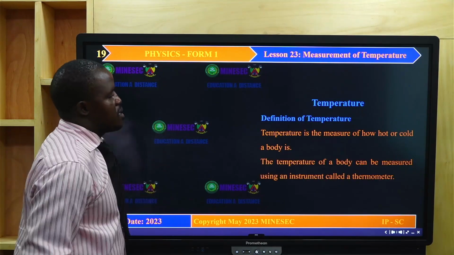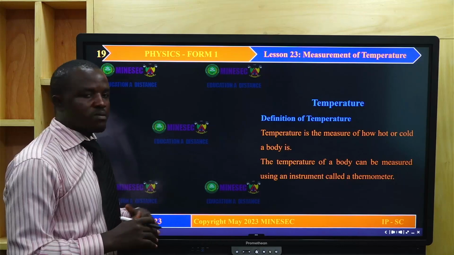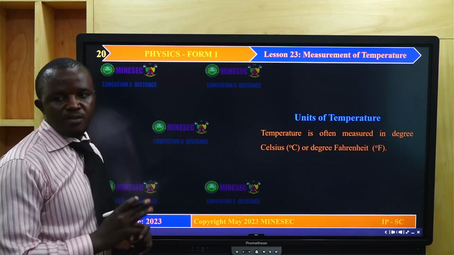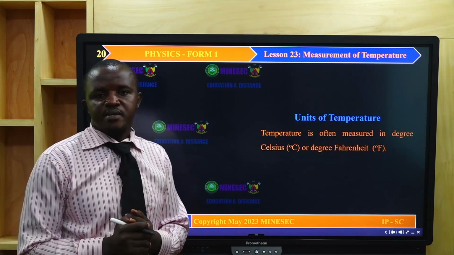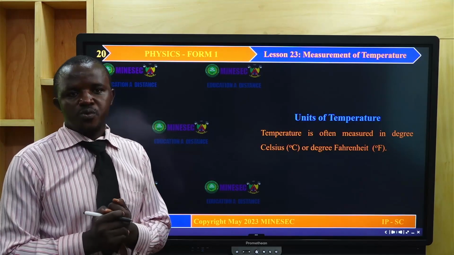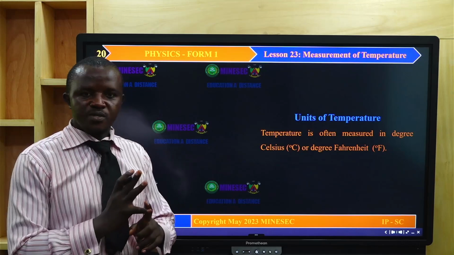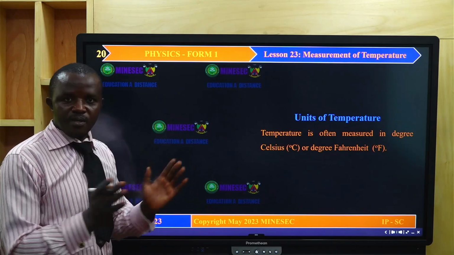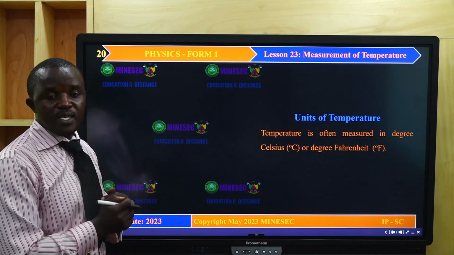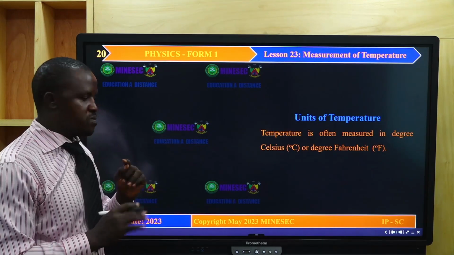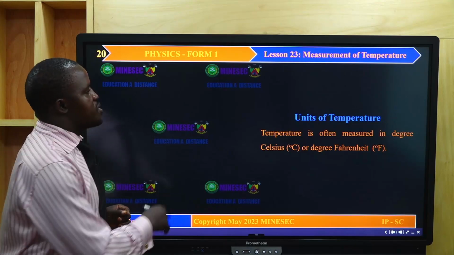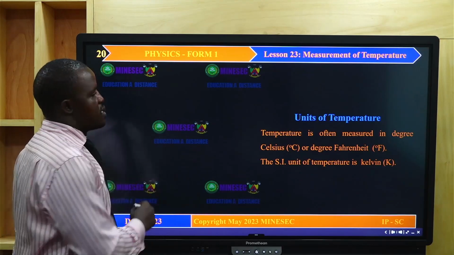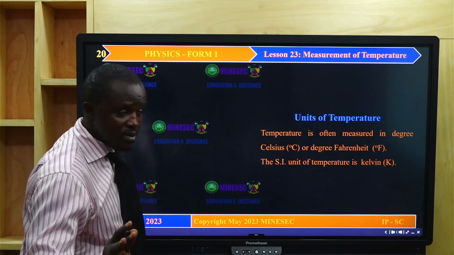Okay? The temperature of a body can be measured using an instrument called the thermometer. And the units of temperature include degrees Celsius. You have the Kelvin, you have the Fahrenheit. But there's one unit called the SI unit, which is the Kelvin. So there is degrees Celsius, there's the degrees Fahrenheit, and there's the Kelvin. Degrees Celsius is not the SI unit. Degree Fahrenheit is not. Take note. Most often students get confused. So temperature is often measured in degrees Celsius or degrees Fahrenheit. The SI unit of temperature is the Kelvin. We don't say degrees Kelvin, no, we just say the Kelvin, okay?